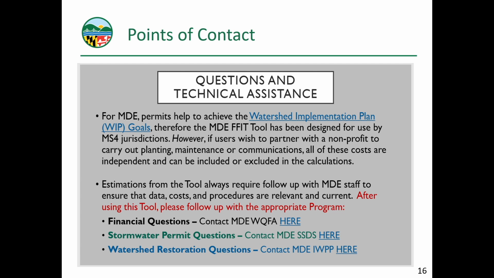Technical assistance is available to help you use Ffit to build your project. We want to make sure the data, costs, and procedures included in your estimates are relevant and as accurate as possible. Please reach out to the following programs based on your needs. Financing questions can be directed to MDE's Water Quality Financing Administration, stormwater permit questions to MDE's Sediment, Stormwater, and Dam Safety Program, and watershed restoration questions should be directed to MDE's Integrated Water Planning Program. You can use the links embedded in the PDF to get in touch with staff at any of these programs.